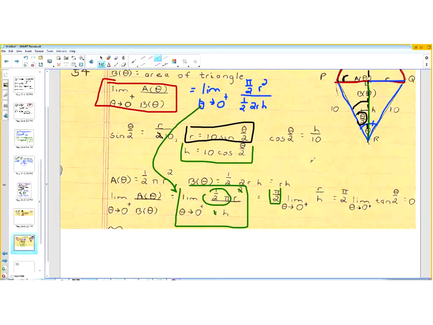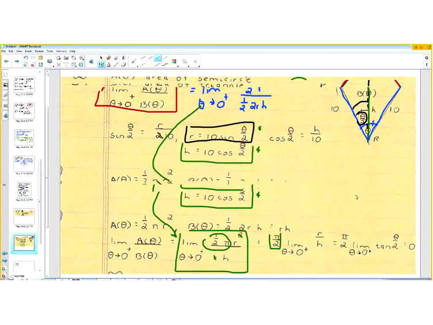And so r over h is what? What is r over h? Well, just look here. You can do it by inspection. R over h, the tens cancel, so that would just be the tangent of theta over 2. So pi halves times the limit as theta approaches 0 of tangent theta over 2. Well, 0 is in the domain of the tangent function, so you can use direct substitution. We know that the tangent of 0 is 0, so the limit is 0.